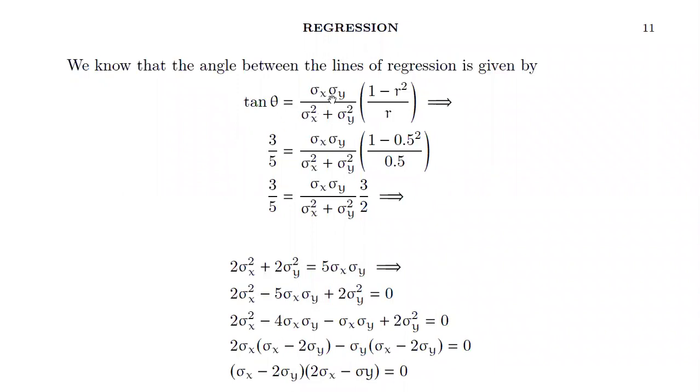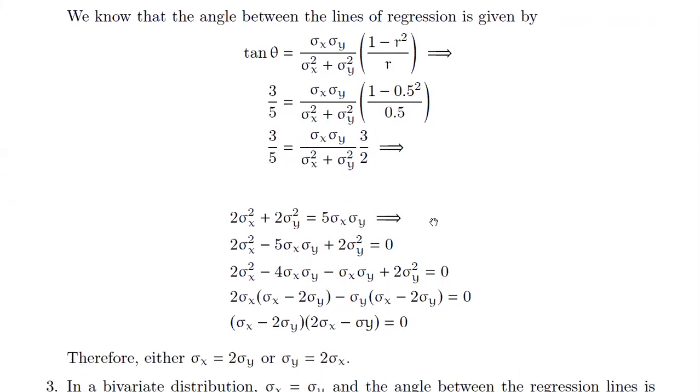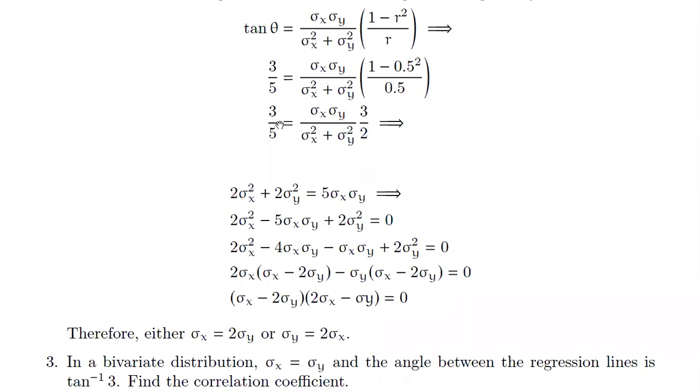tan theta is equal to sigma x into sigma y by sigma square x plus sigma square y into 1 minus r square divided by r. Tan theta here was 3 by 5. This is what we have to find now. r is 0.5. So put the values. This term will of course remain as it is, and 3 by 5 also remains as it is. Solve this term inside, so I get 3 by 2. Now cancel this 3 and this 3 here. So I get 1 by 5 equal to 1 by 2 into this particular term.